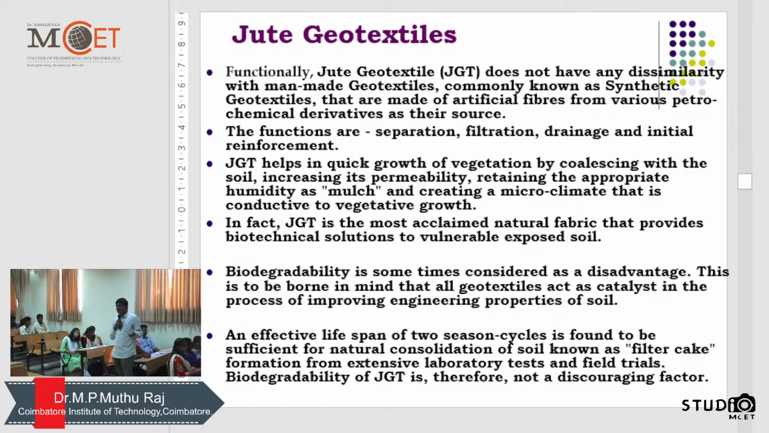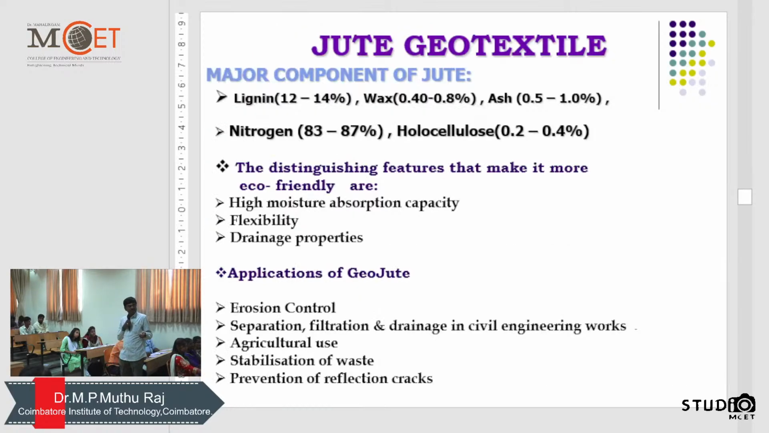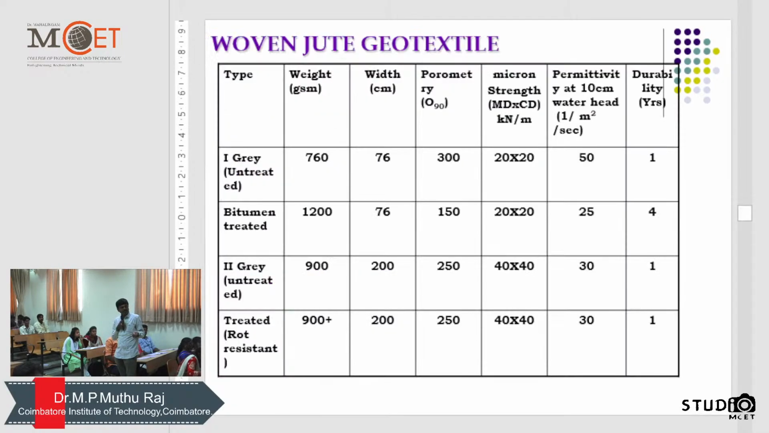Then the components, what are the chemical components? It has mostly nitrogen. Then it can be applied for erosion, agriculture use, and reflection of cracks, and all these applications that we have. Then any woven material you can compare with these basic parameters.